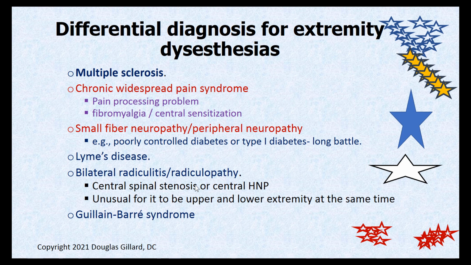I talked to a professor over the weekend who has no feeling in his feet, and he battles ulcers. He's been a type 1 diabetic, a very smart guy, and he's always taken very good care and tried to keep his blood sugar in check, and even then you just can't perfectly keep your blood sugar in check, and the sugar destroys the nerves. Lyme's disease is another common one. Bilateral radiculitis, radiculopathy, is unusual for that to be happening in the cervical and lumbar spine at the same time. Guillain-Barré syndrome.